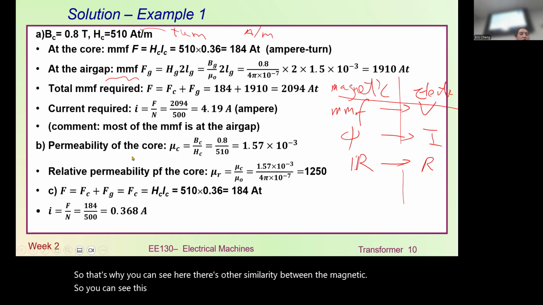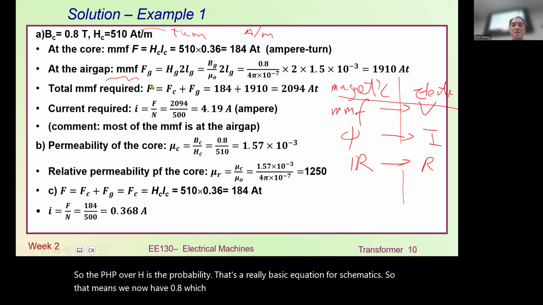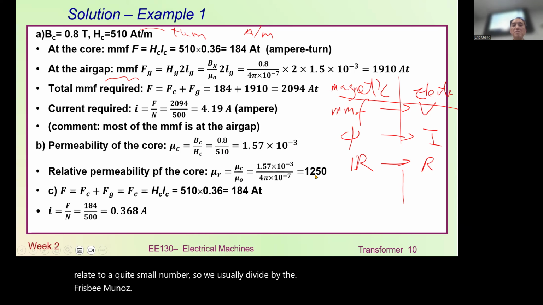So the next question asks about the permeability of the core. B over H is the permeability. That's a really basic equation for electromagnetics. So we now have 0.8 Tesla divided by 510, the H field intensity. Then we get the permeability. The permeability is difficult to memorize because it is quite a small number. So we usually divide by the free space mu naught to give us the relative permeability.